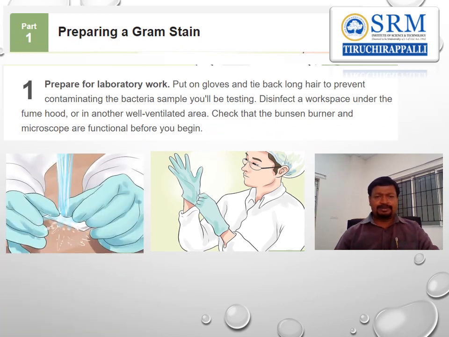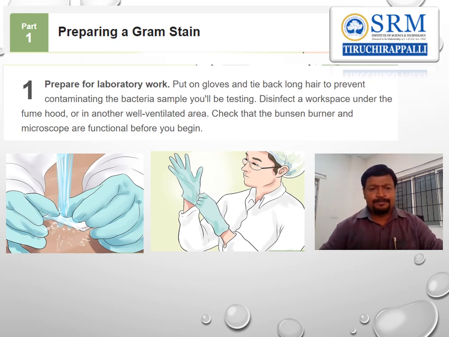The first step is preparation for gram staining. What are the procedures of preparation? Prepare for laboratory work. For example, put on gloves and tie back long hair to prevent contaminating the bacteria sample. Disinfect your workspace, working under the fume hood or in another well-ventilated area. Check that the Bunsen burners and microscope are functional before you start the work.